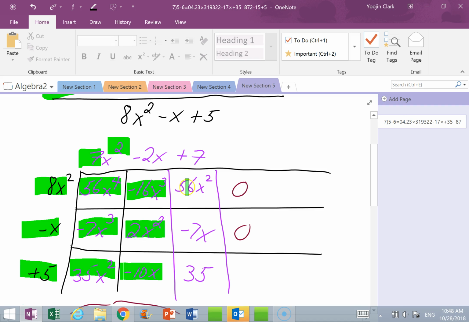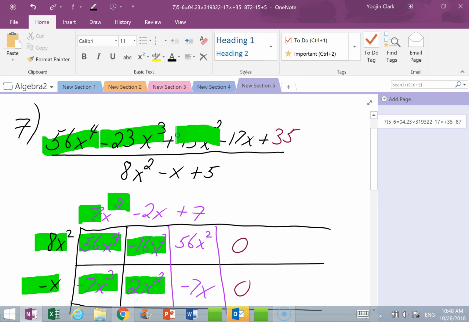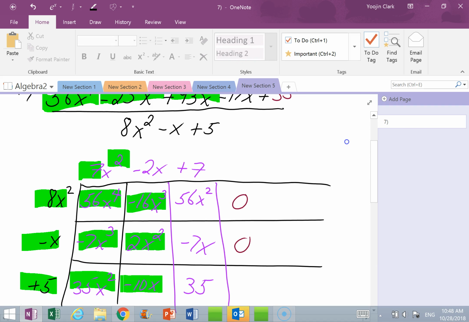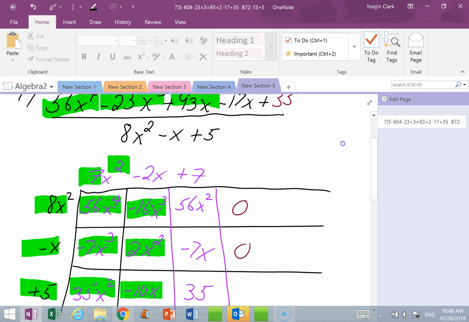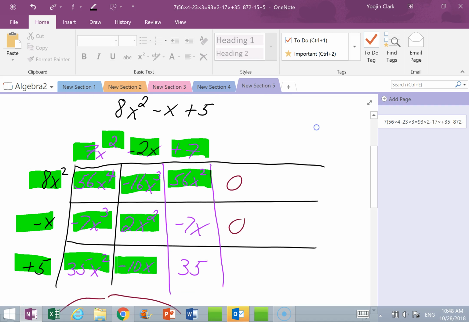So I have to look at my x squareds. I have 93x squared. Ooh, okay. Well, I have 35 plus 2, so I really did a subtraction on that. What's 93 minus 37? I came up with 56. And then you have to check: does 8 go into 56? Of course it does, and you get it right. So how many times does 8x squared go into 56x squared? It goes in 7 times.